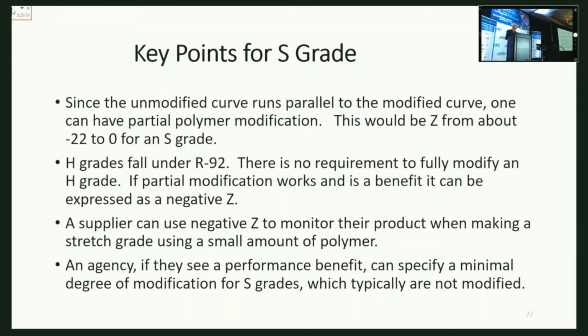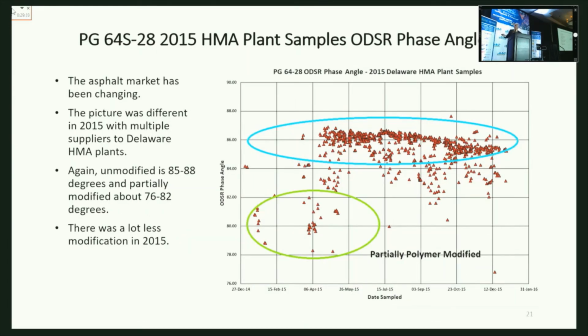Okay, key points for the S grade. The unmodified curve runs parallel to the modified curve on R92 if you stretch it out past, yes? At 64. Yes. That's a good point. Let me backpedal one. Yeah, this is at 64 degrees. We run the original binder test, and that's a typo on my slide which I missed. I apologize.